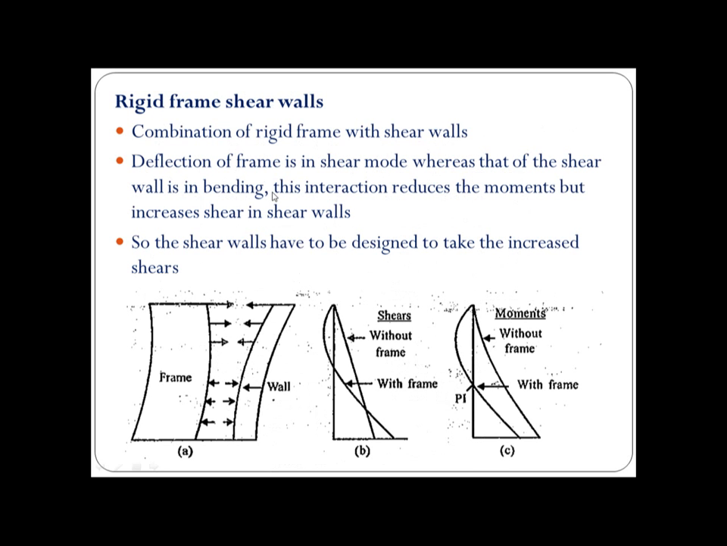Rigid frame shear walls. These are a combination of rigid frames and shear walls. The deflection of the frame is in shear mode, whereas the deflection of the wall is in bending. So the interaction reduces the moments, but it also increases the shears in the shear walls. So the shear walls have to be designed to take this increased shear.